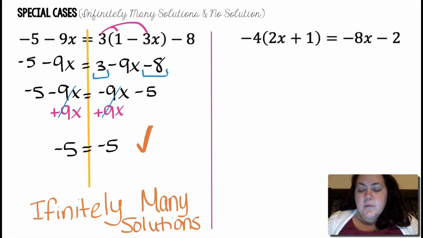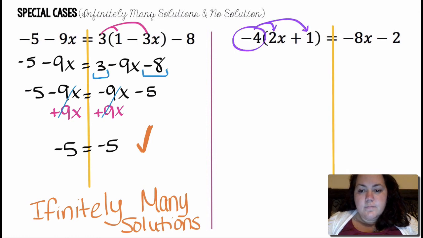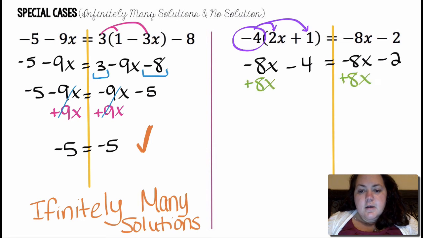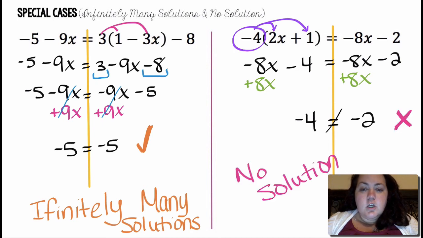Okay. The next one, I'm going to go ahead and distribute. Distribute that negative 4. So that's going to give me negative 8x minus 4, which is equal to negative 8x minus 2. If I move the 8x's, so I add 8x to both sides, they both cancel. That leaves me with negative 4 equals negative 2. Well, that is not true. Negative 4 does not equal negative 2. So then this is no solution.